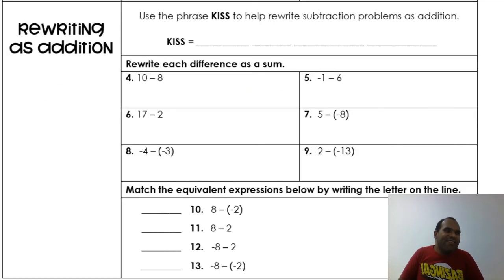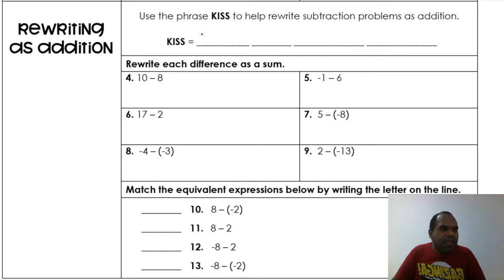Great. Good. Here, I can use a phrase to help me out all the time to remember this. Let's use this phrase here and let's start to work our first activity for this class. Use the phrase KISS to help rewrite subtraction problems as addition. Mister, what does it mean, KISS? KISS, you are kissing us. Yes, I am. No, I am not. Let me explain to you how we do it.